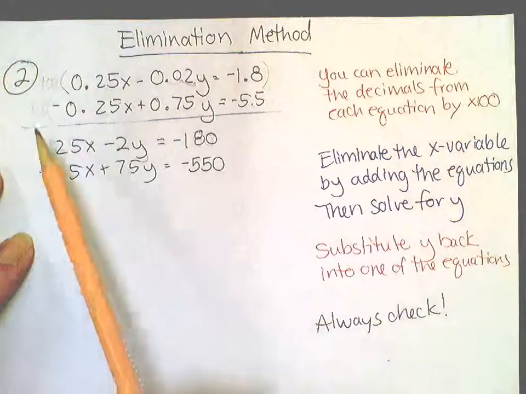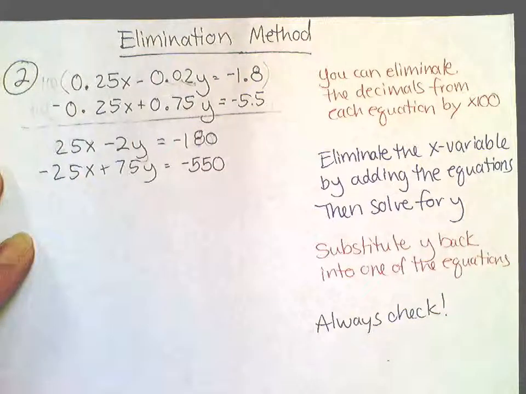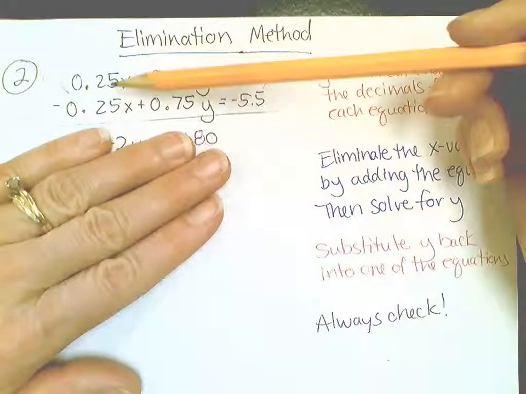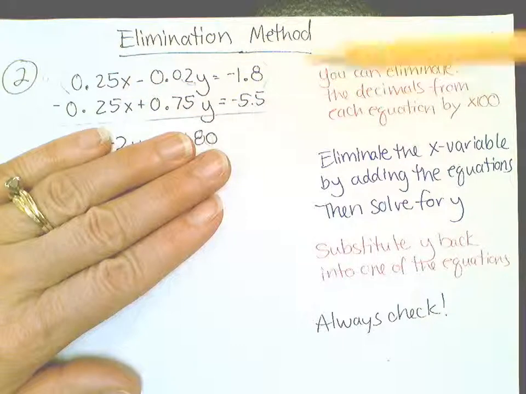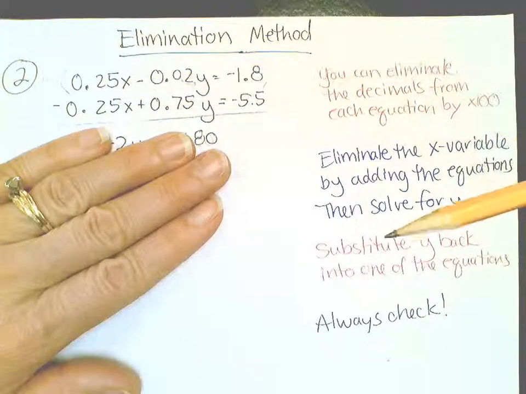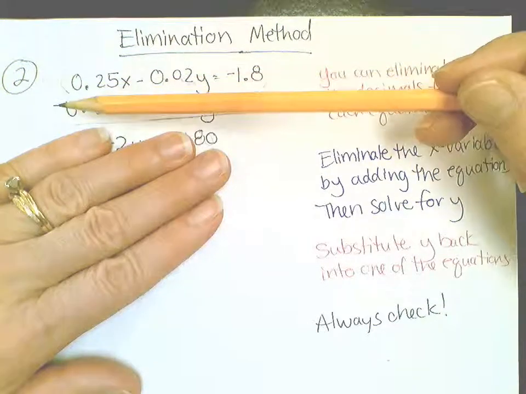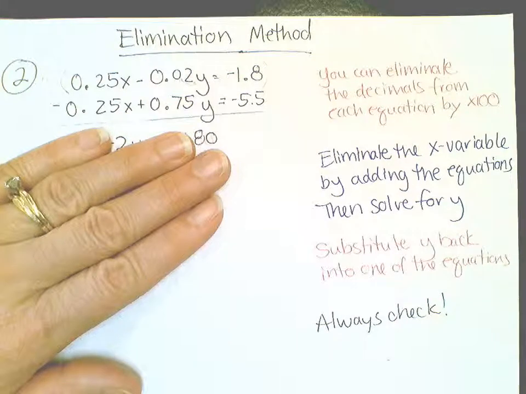All right, so this is problem number 2 of the elimination method practice problems. Now, in the elimination method, you always want to have equal and opposite coefficients on one set of variables, and in this case we do. The x variable has 0.25 and negative 0.25, so they are equal and opposite, so we could proceed with it just the way it is, but I'm going to choose to multiply each equation through to eliminate the decimals.